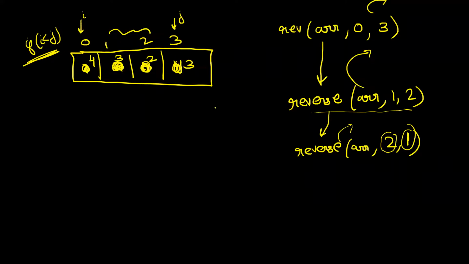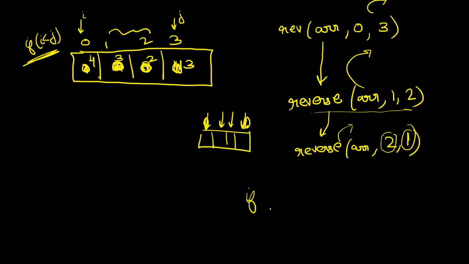So i can be greater than j also. See guys, try to understand. In an even sized array, i and j will never be equal. They will swap each other. Look, for an even sized array, first i is here, j is here. Then i comes here, j comes here. Then they will interchange. So i will never be equal to j.